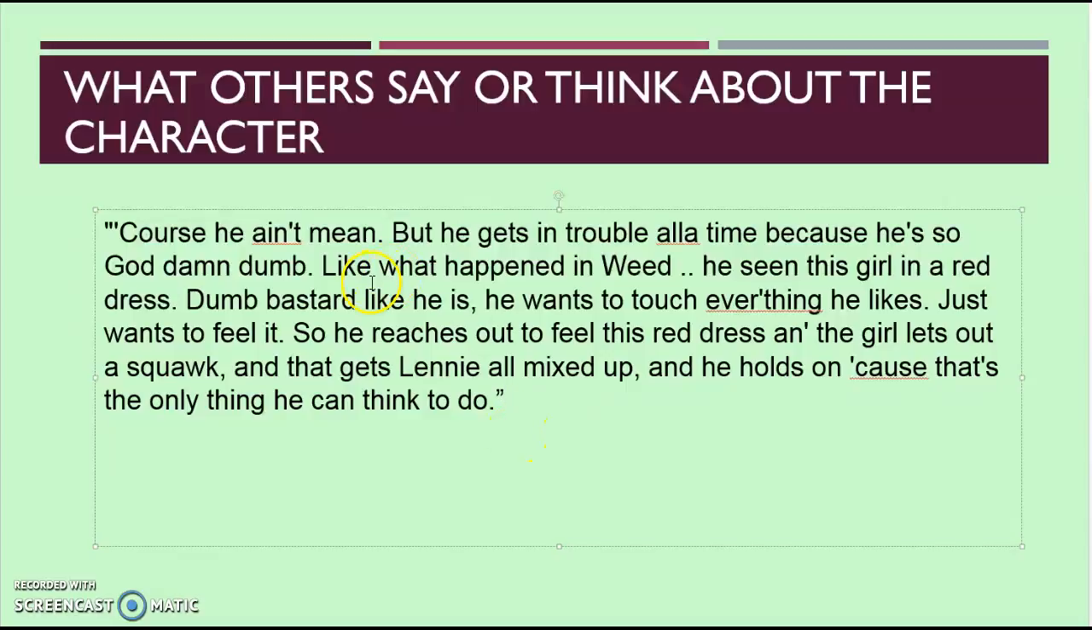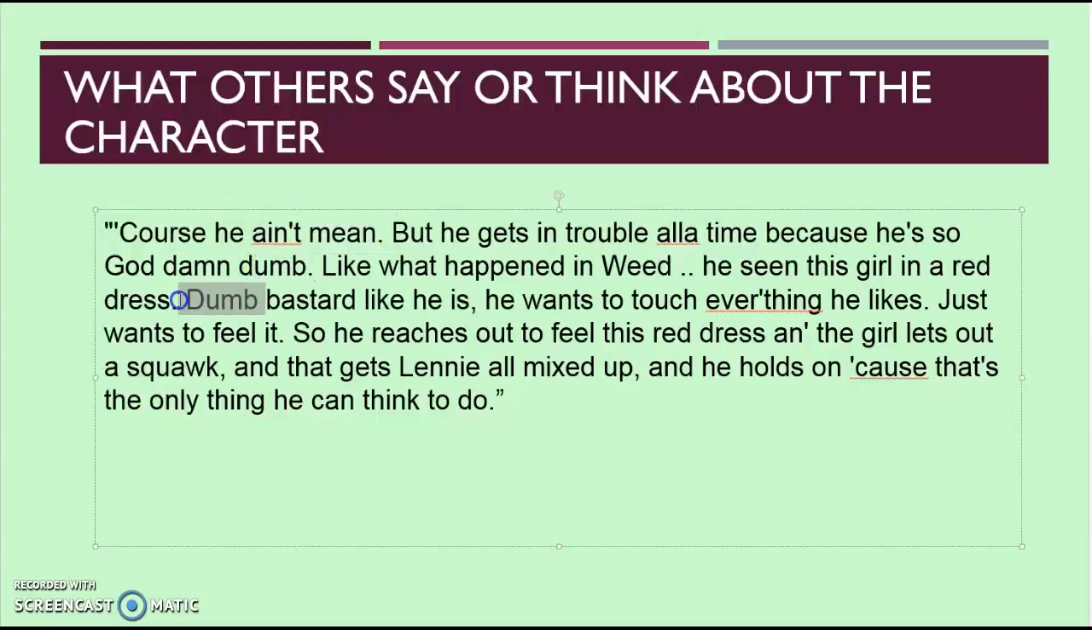So we get a few opinions from George here. George says he ain't mean. So we know that George thinks Lenny is kind. That might be supported through other things we've seen in the story. It might not, but we know that at least George thinks that he's kind, he's not mean, he wouldn't hurt anyone deliberately. We also know that George thinks he is goddamn dumb. So we know that George thinks he's not very intelligent.